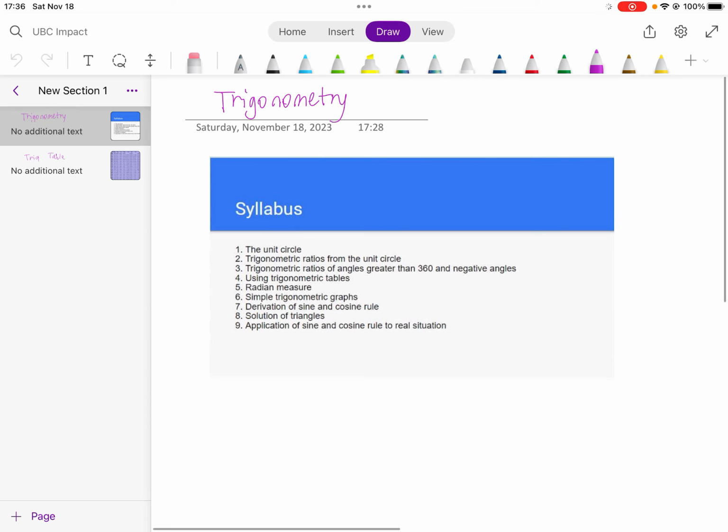I am one of the tutors in the UBC Impact Club, and I will be showing you some stuff about trigonometry today. This is one of the topics that you will have to learn for your curriculum, and I'm going to go over everything that is on the syllabus that you can see on the screen right now. I'm going to go through these one by one.